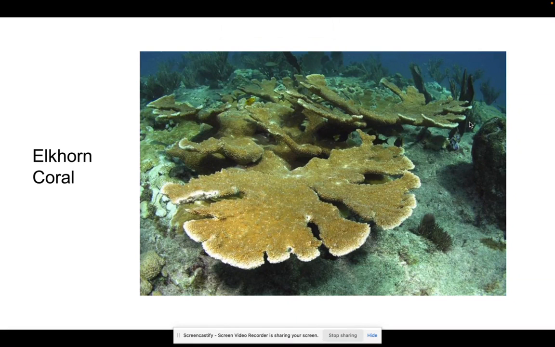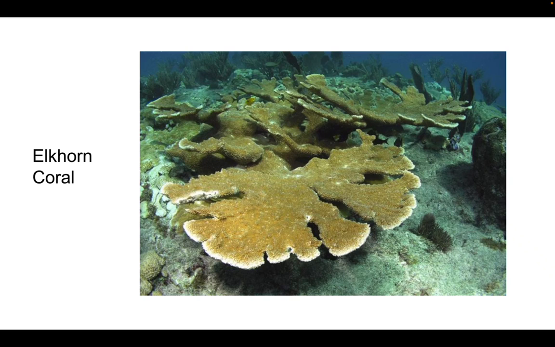All right, so this is the elkhorn coral, and this is the organism that I chose for the primary producer. The elkhorn coral is a reef building coral from the Caribbean, and this coral stretches from Broward County, Florida, all the way to Venezuela. The species has a complex structure with many branches which resemble that of elk antlers, hence the common name.